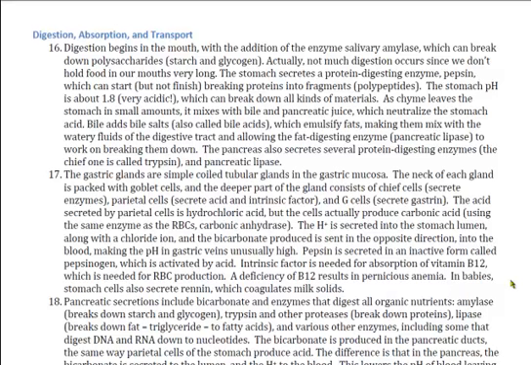The gastric glands in the stomach are coiled tubular glands. The neck of each gland is packed with goblet cells, and the deeper part of the gland has 3 different kinds of cells. The chief cells that secrete the enzymes, parietal cells which secrete the acid and a special molecule called intrinsic factor, and G cells which secrete gastrin. Now, gastrin's a hormone. It's not going into the lumen of the stomach, it's going in the opposite direction, into the blood.